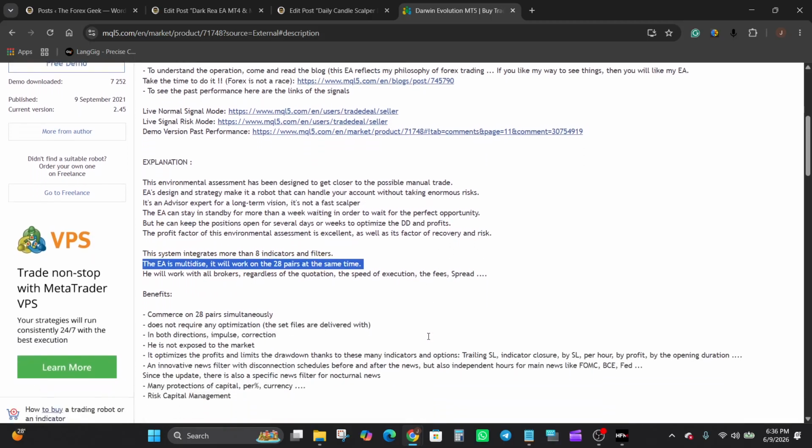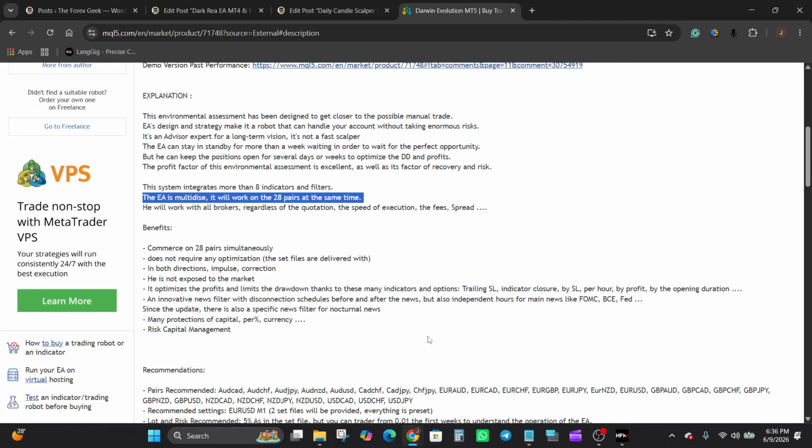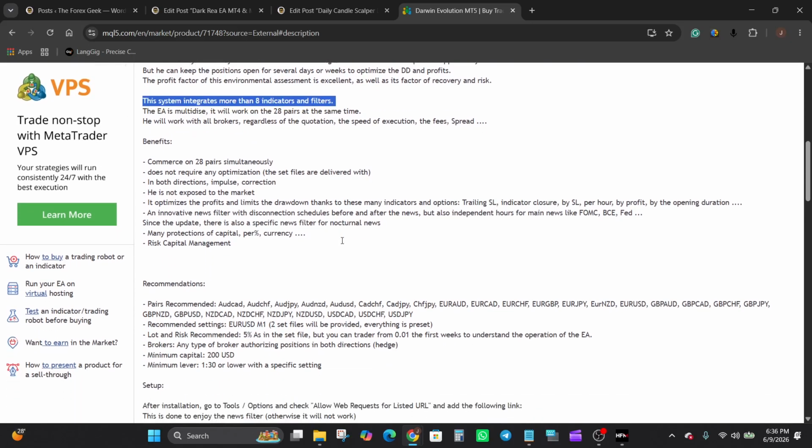Now, looking at the feature breakdown, the EA integrates more than 8 indicators and filters, which are used to guide trade decisions across different market conditions. It also includes several trade management tools like trailing stops, time-based exits, profit-based exits, and indicator-based closures. So instead of relying on one fixed exit method, it adapts based on different conditions. It also highlights capital protection features, including risk management controls and exposure handling, which are designed to manage drawdown and overall account stability during trading cycles.